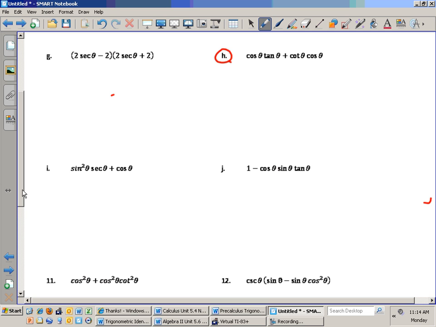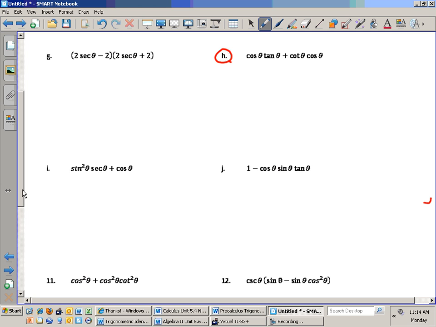All right? So H, it says cosine of theta times tangent of theta plus cotangent of theta times cosine of theta. Now, this has nothing squared, does it? And I don't see anything I can immediately substitute in, so I guess what I would like to do right away is convert everything to sine and cosine. Can we do that?